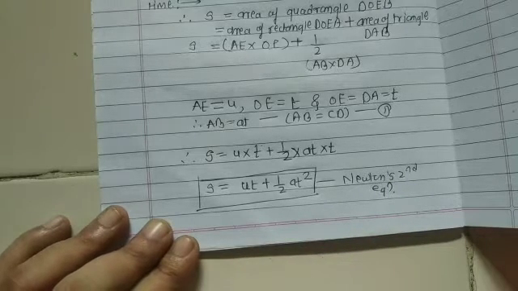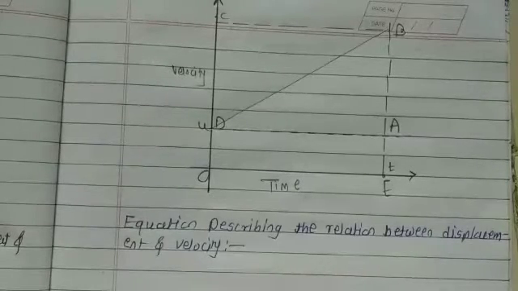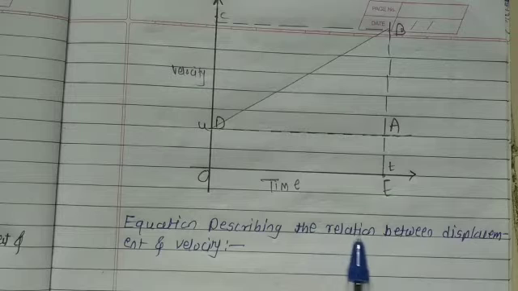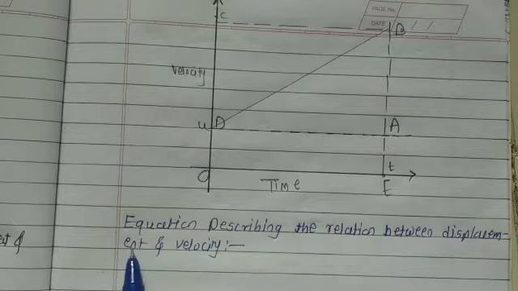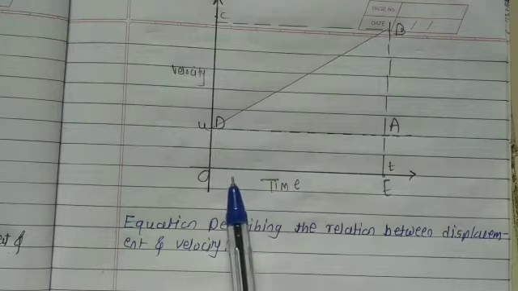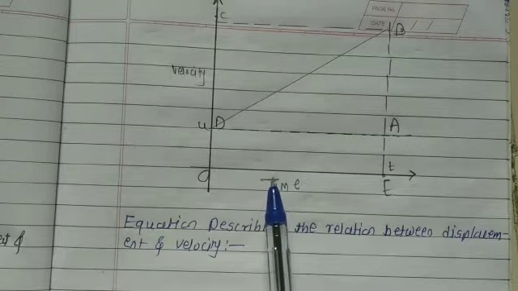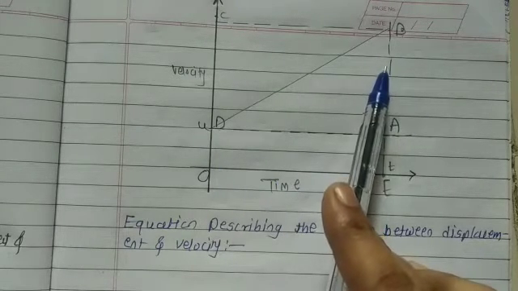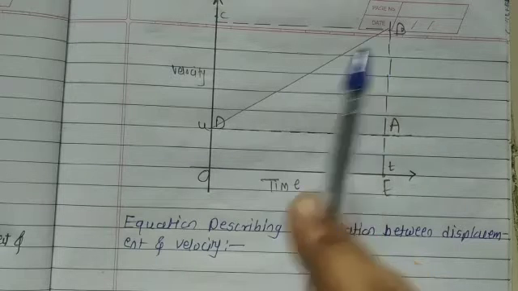Now student, we are going to learn the next equation, that is the equation describing the relation between displacement and velocity. Let us take the next, last and third equation. For that purpose we use the same graph. We have already learned that to determine the distance covered by an object in time t, the area of quadrangle DOEB is used. So DOEB is a trapezium.